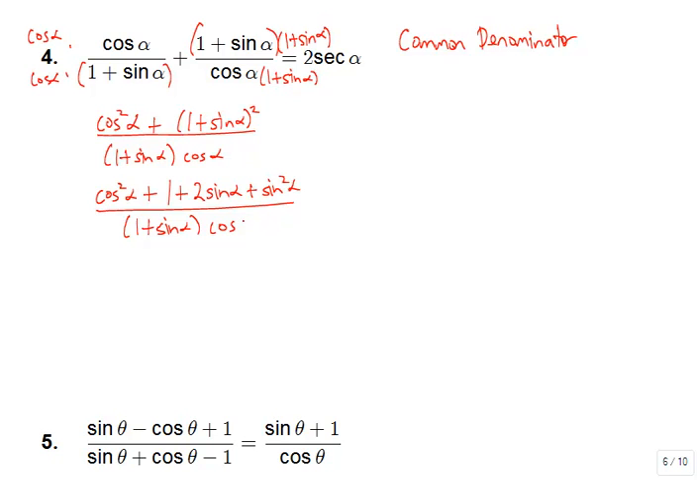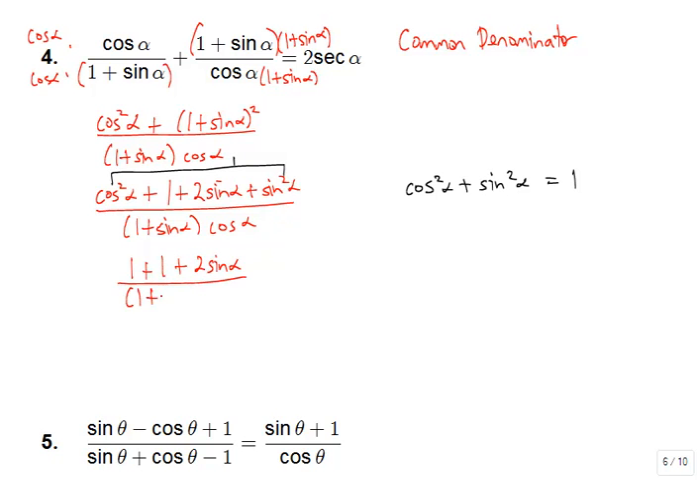Now, what you're on the lookout for are some of those identities. When you see a cosine squared alpha plus a sine squared alpha, you have to know that that's 1. That's that Pythagorean identity. So these two added together become a 1. So we get a 1 plus these other two terms that we had, 1 plus 2 sine alpha, and then obviously 1 plus 1 is 2, so we get 2 plus 2 sine alpha.